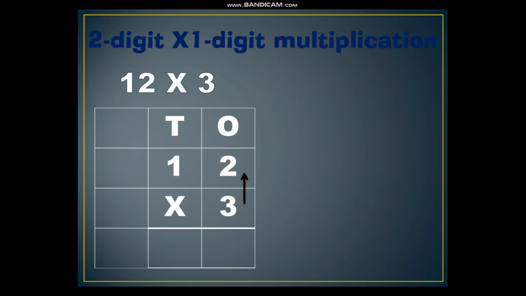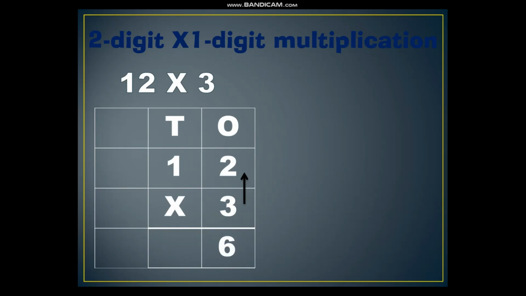Means 3 2s are, or if we have any issues we can do 2 3s are. We can do it both ways. 2 3s are or 3 2s are. And the answer is 6. So we will write 6 here.